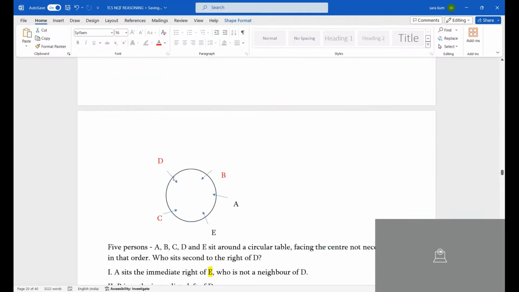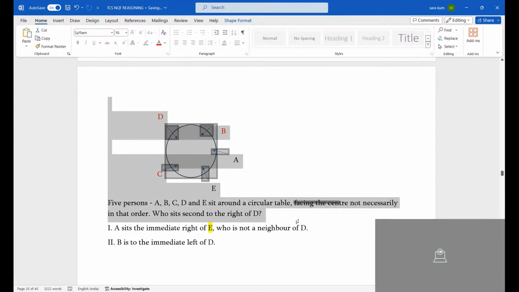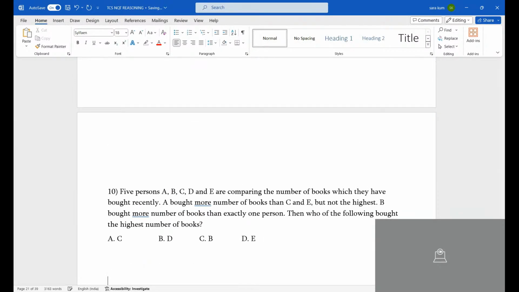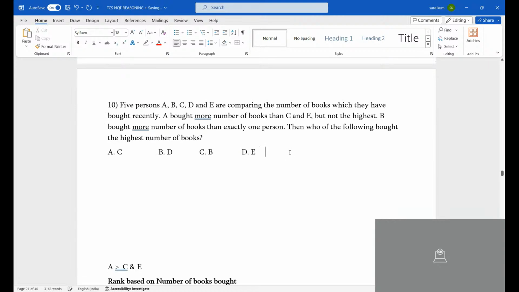If you have doubts, please do ask, or else we'll move on to the next question. Right, this is also a very common question. Read this, we take it from there.